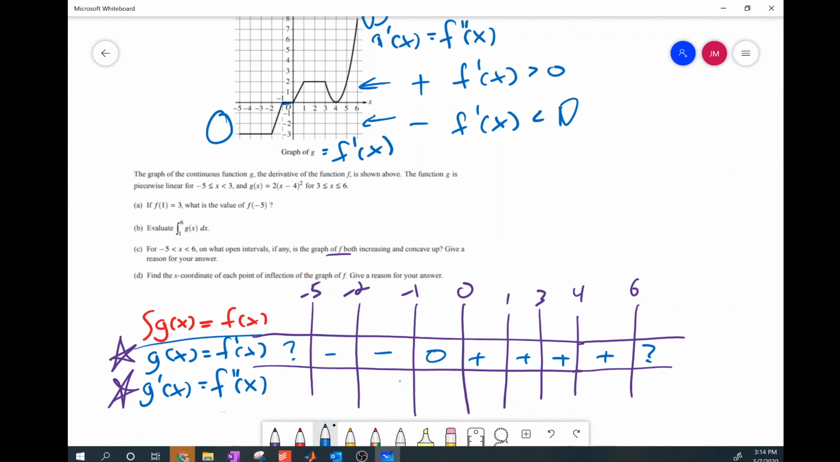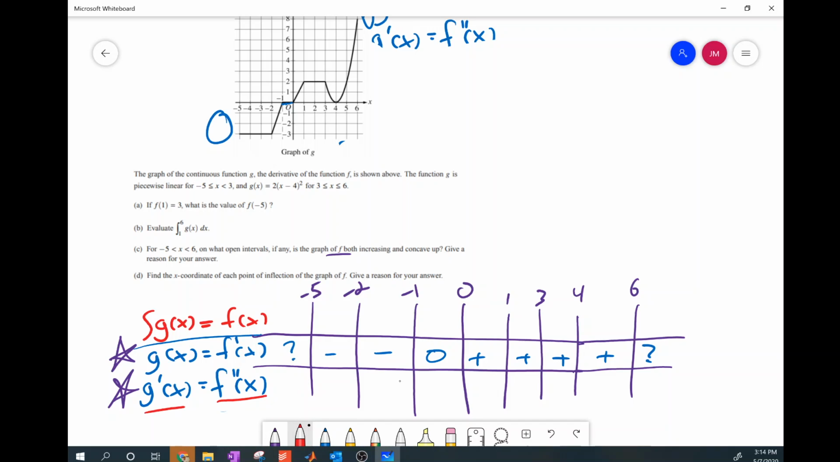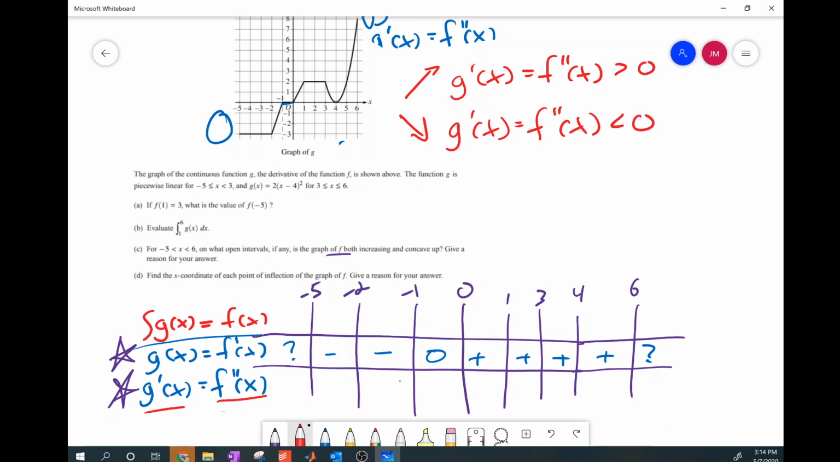And so now, when we want to find where f double prime is 0, well, that's the g prime. That's just f double prime is just g prime. So we're going to look at the slopes of the function. If the slope of the function is positive, that means our g prime of x, which is f double prime of x, is greater than 0. And if our slope is going negative, that means our g prime of x, which is f double prime of x, is less than 0.